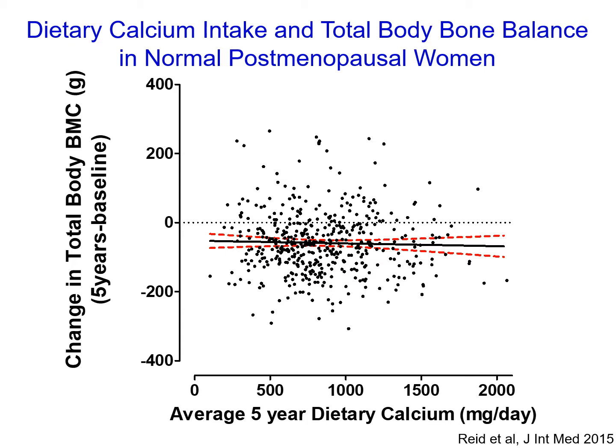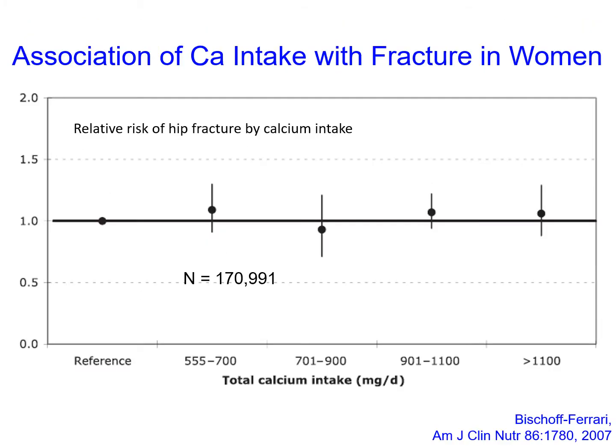So what the study of bone mass tells us is that the amount of bone that postmenopausal women are losing is really unrelated to the amount of calcium they're taking in their diet. There is other data that supports that.